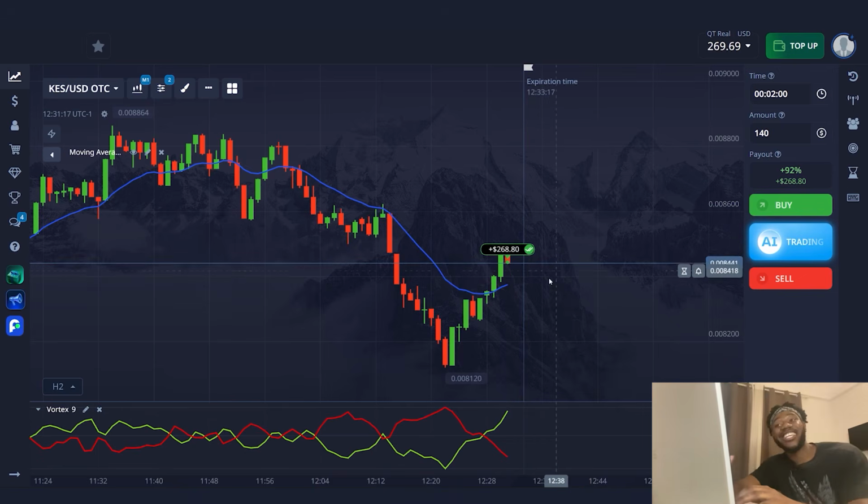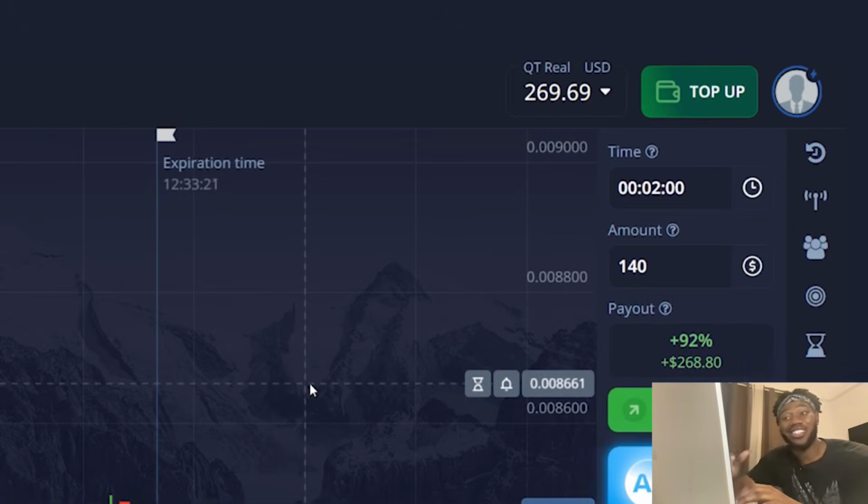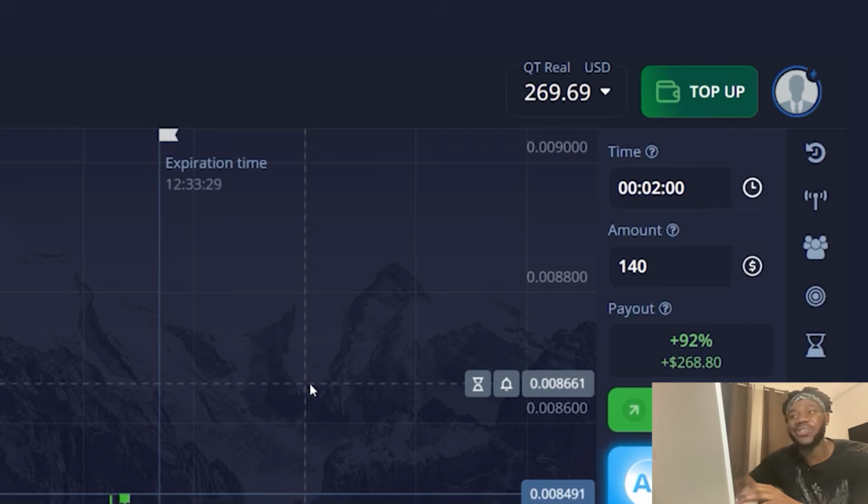The price steadily increased and I made a profit. The account now has an amount of $269. There are still a couple of trades ahead and there is very little time left before the end of the session. We are going to continue to work.